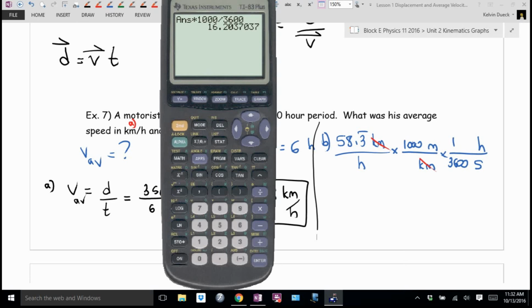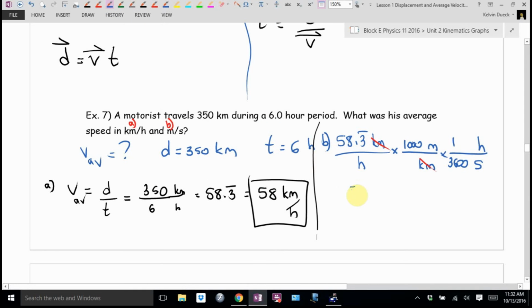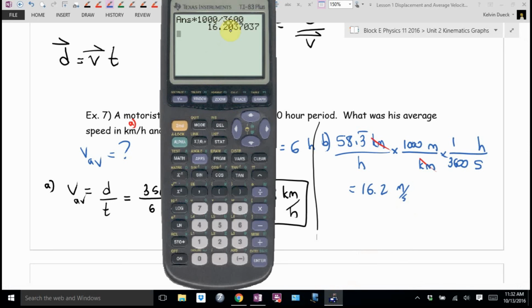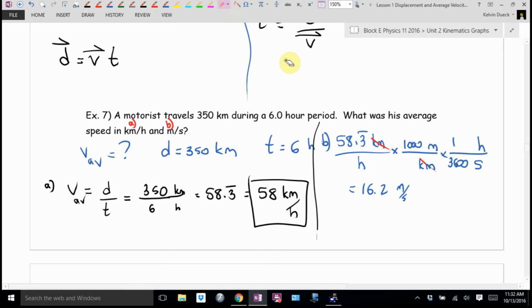But I'm going to go 16.2 meters per second, because rounding off in front of a 0 is a nice place to round off. Technically, I should go to two sig figs and say 16 meters per second. I want you to notice something. We times by 1,000 and divided by 3,600. That's really just the same if you combine those two as dividing by 3.6.